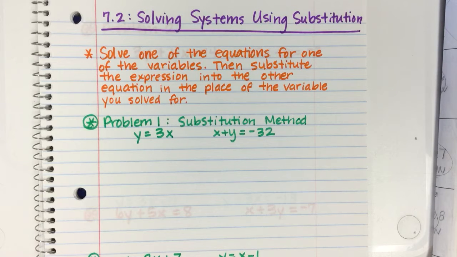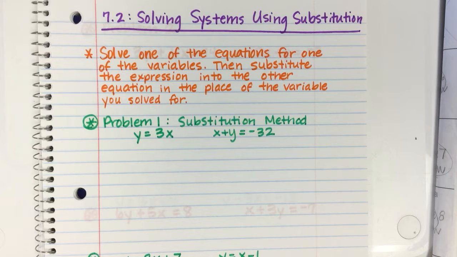Okay, in section 7.2, we're going to learn how to solve systems using substitution. In the last lesson, 7.1, we learned how to solve systems by graphing. So here we're going to solve using substitution. What we're going to do is solve one of the two given equations for one of the variables. It doesn't really matter which one. Then we'll substitute that expression into the other equation in place of the variable we solved for.